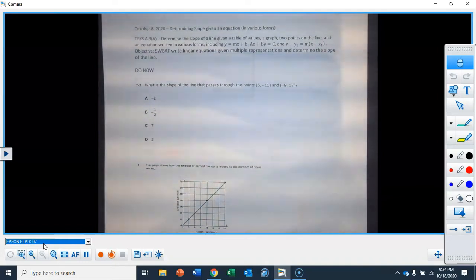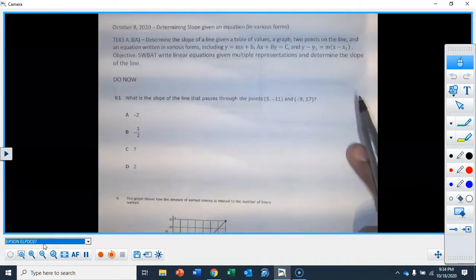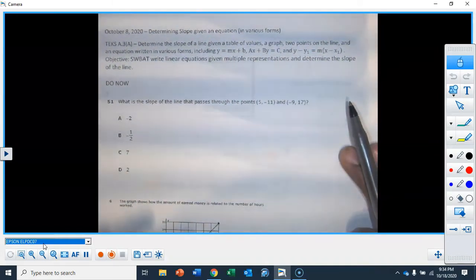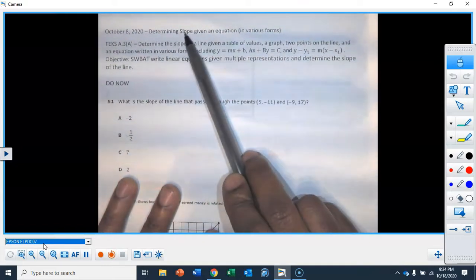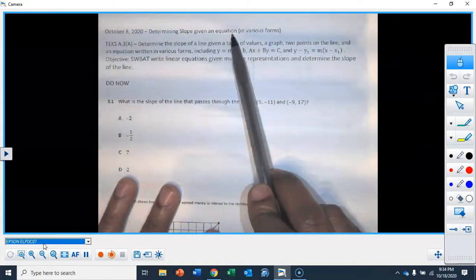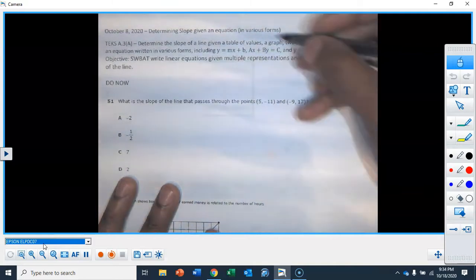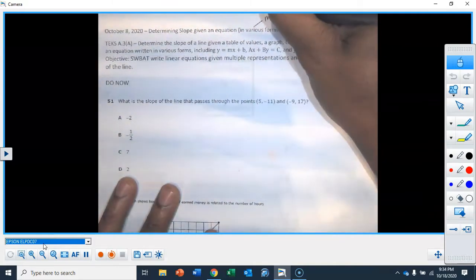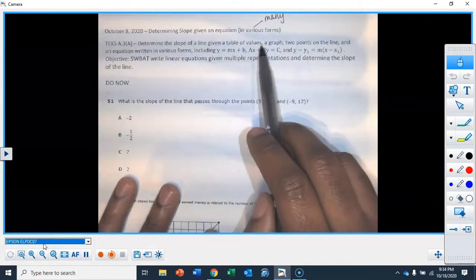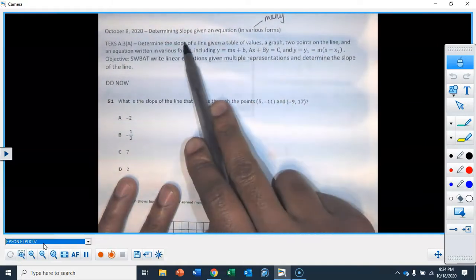All right, so first things first, let's read at the top. This is determining the slope given an equation in various forms. And when I say in various forms, the word various means in many forms. So in many different forms, you have to find the slope.